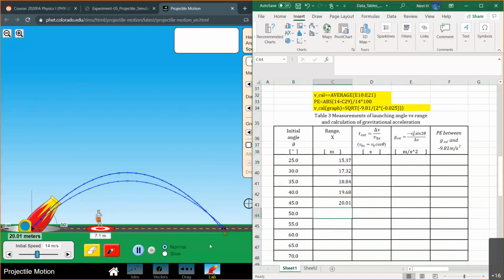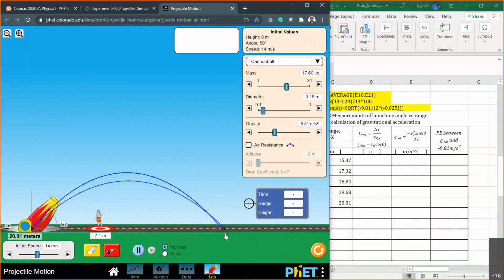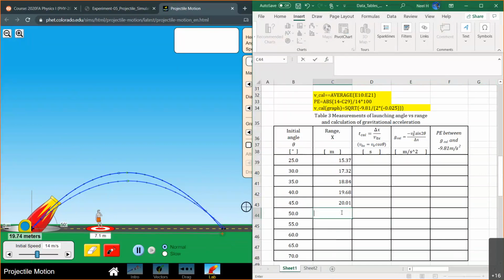Okay, let's continue. Now you see it decreases slightly. Let's measure that. Any question? Yeah, about there. Let's check that number, 19.68. I'm on 19.74. That's okay, I think. Let's read that number, 19.74. Slightly off, that's okay to have a little bit of error.